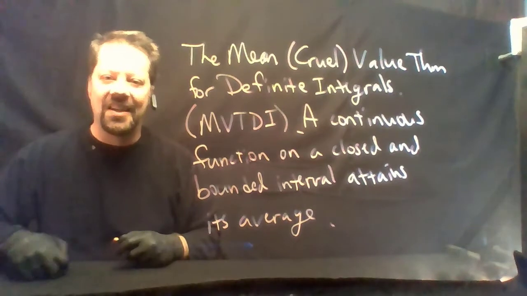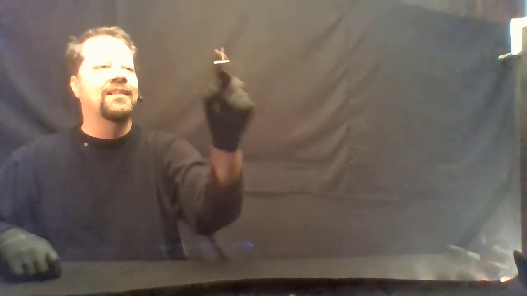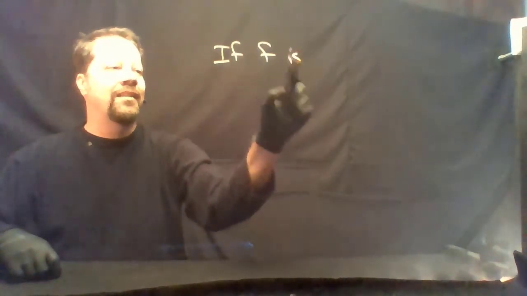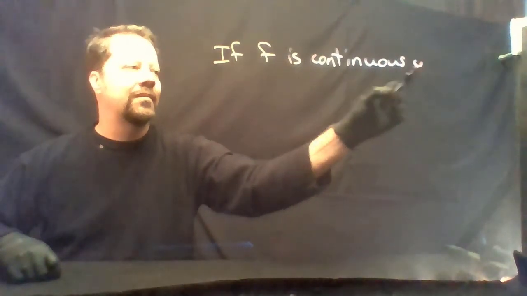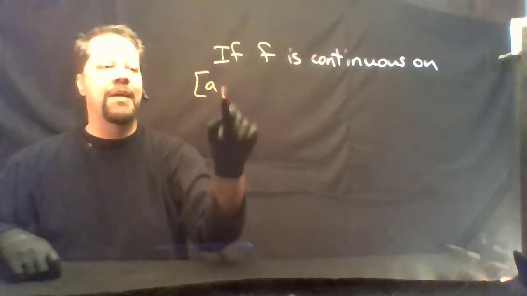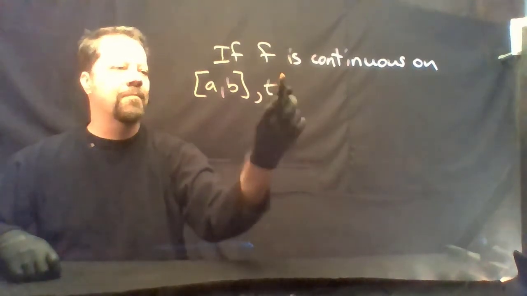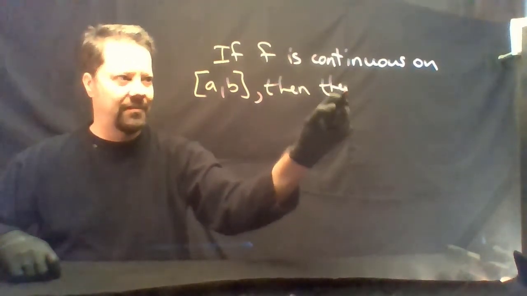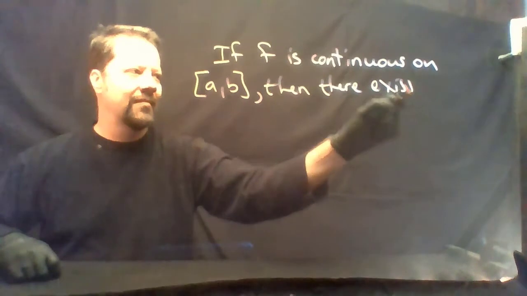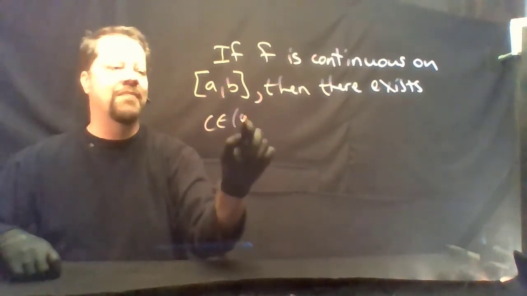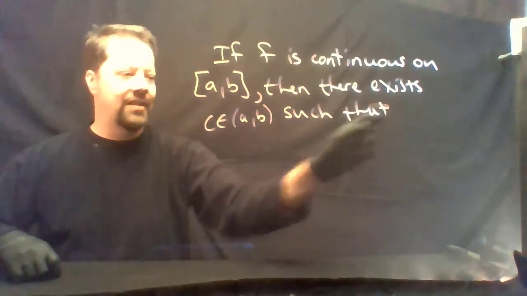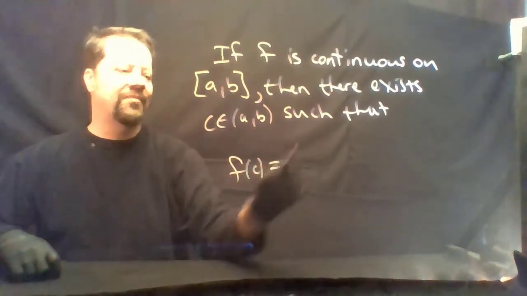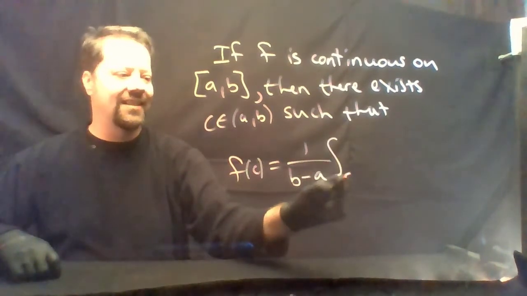Let me state this in another way. Another way of stating the theorem is, if f is continuous on a closed and bounded interval [a, b], then there exists some point c between a and b such that the height at c is equal to the average height.